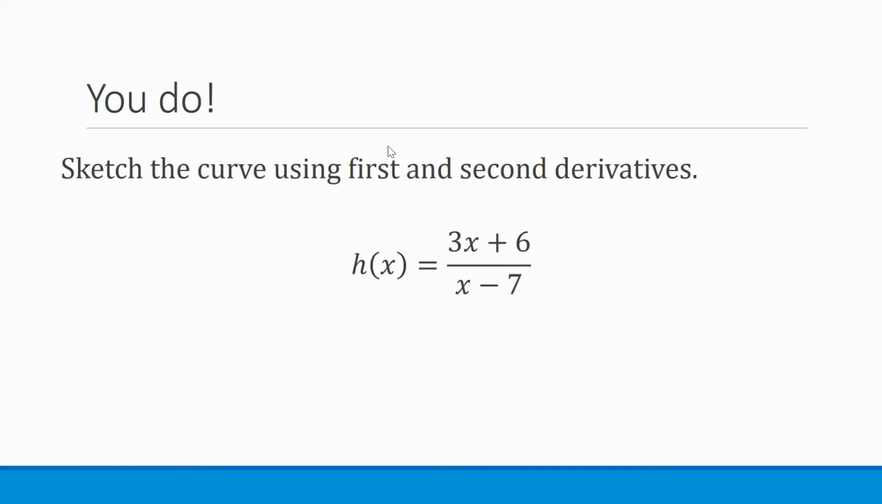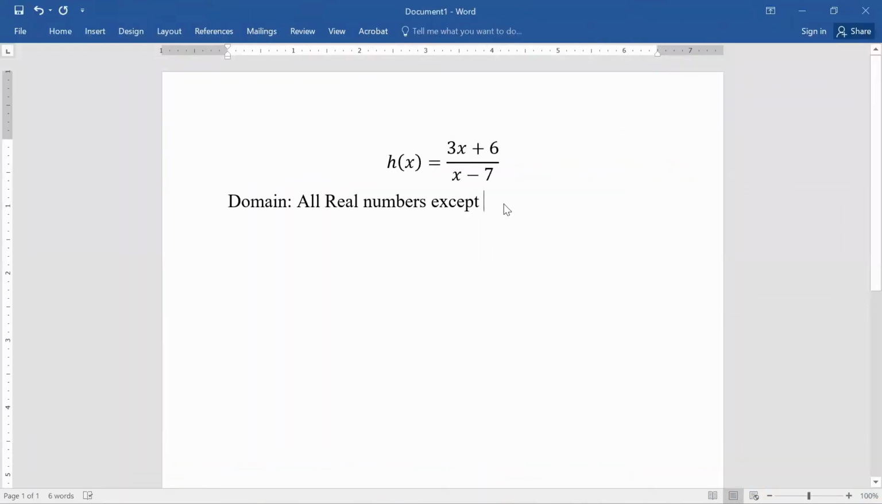Let's go ahead and curve sketch this rational function and see how it turns out. Since this is a rational function, the domain is going to be all real numbers except for when the denominator is 0. The denominator is 0 when x is equal to 7. Therefore, the domain is all real numbers except when x is equal to 7. Also, if you plug in 7, you don't get a 0 on the top.